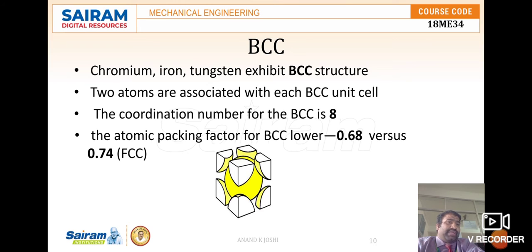The definition of atomic packing factor is the same for all, but depending upon the crystal structure, it is going to vary. So as compared to this, the FCC is greater than the BCC crystal structure. Okay, so this is about the BCC.